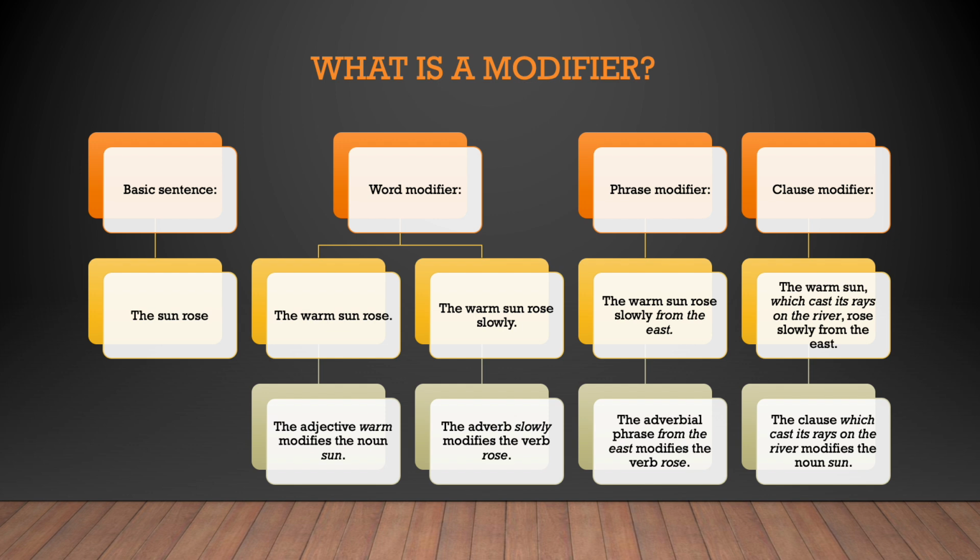Phrase modifier: The warm sun rose slowly from the east. The adverbial phrase "from the east" modifies the verb rose. Clause modifier: The warm sun, which cast its rays on the river, rose slowly from the east. The clause "which cast its rays on the river" modifies the noun sun.